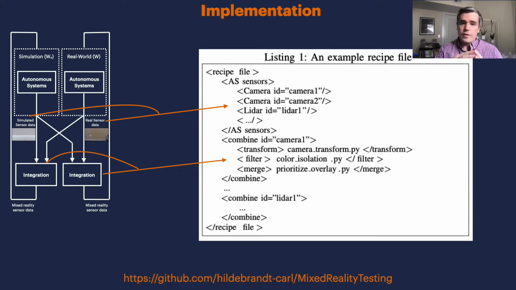The implementation of our approach can be found in the link on the bottom of the slide. Our implementation makes use of recipe files, which allows us to define both the pipeline and integration components. We start by defining different sensors under the AS sensor tag. In this example, you can see two sensors, both two cameras and a LiDAR. Next, we define the integration components in the combine tag, and the combine tag is broken up into transform, filter, and merge functions, which are described in the respective files.